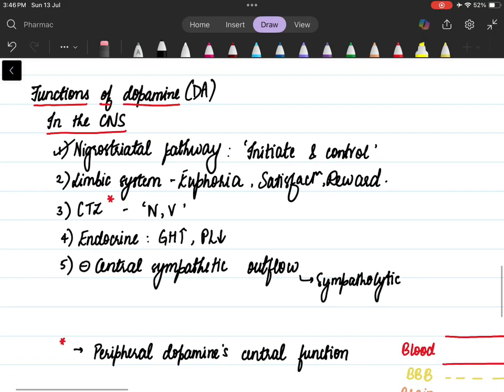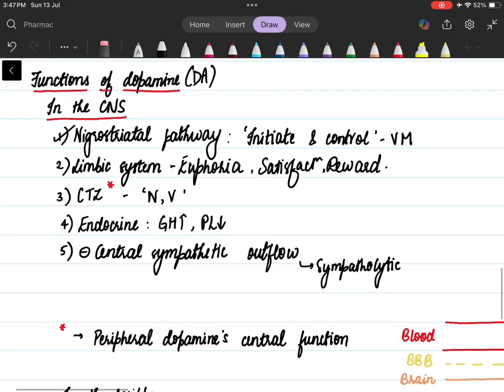So what does dopamine do? It initiates and controls voluntary movement. What that means is, let's say you have to pick up a pen. You know exactly how far to take your hand, how much to flex your fingers, and how to lift up the pen. It's very rare that you overshoot or underestimate the distance or tone or force required to do these things. So that initiation and control of voluntary movement is what dopamine does in the nigrostriatal pathway.